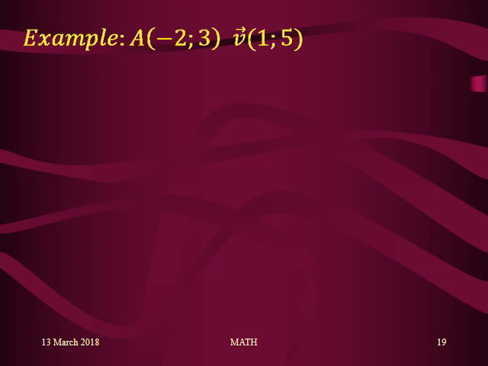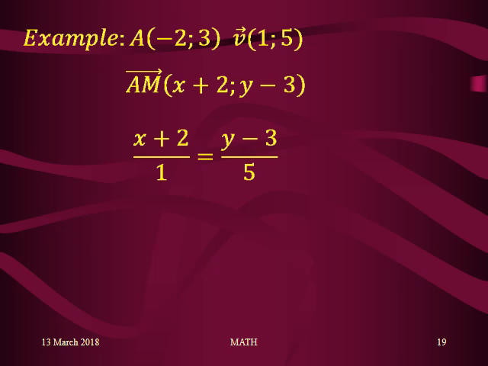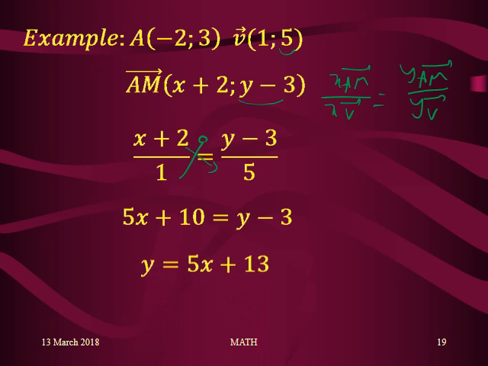Example: A(minus 2, 3), v(1, 5). First, find the vector AM. AM is xM minus xA, yM minus yA, so x plus 2, y minus 3. So xAM over xv equals yAM over yv. So x plus 2 over 1 equals y minus 3 over 5. Cross multiplication gives 5x plus 10 equals y minus 3. Reduced form: y equals 5x plus 10 plus 3, that is 5x plus 13.